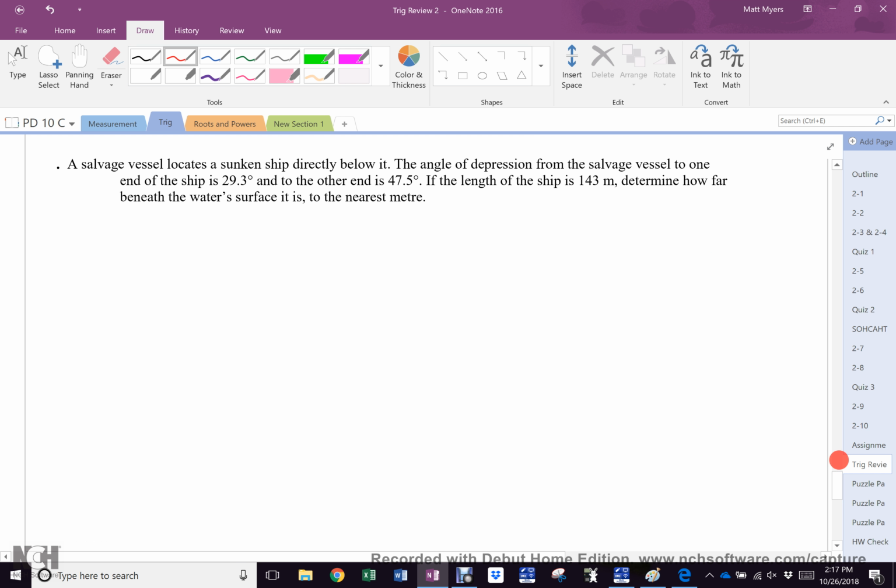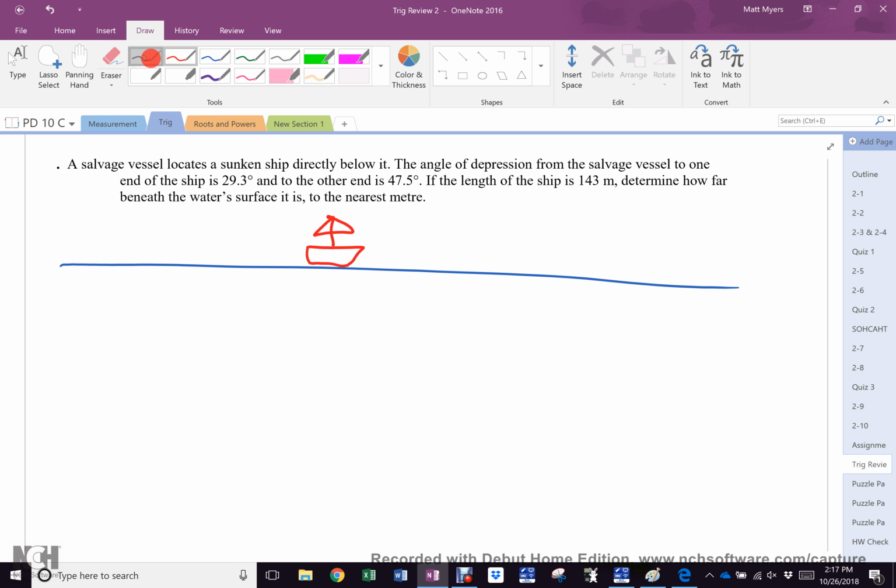A salvage vessel locates a sunken ship directly below it. So, water, boat. Yes? It uses radar and sees a big boat.